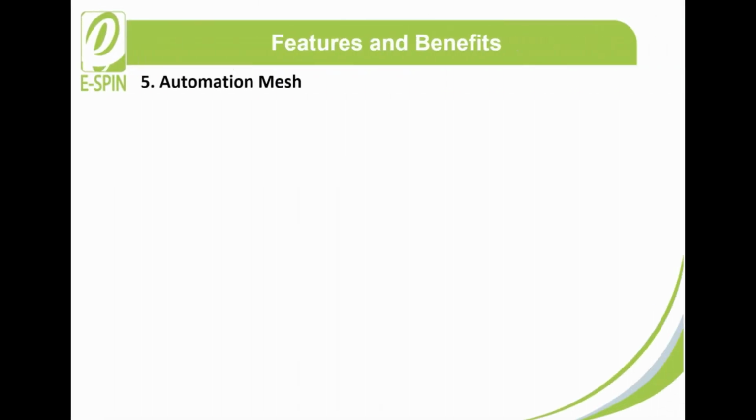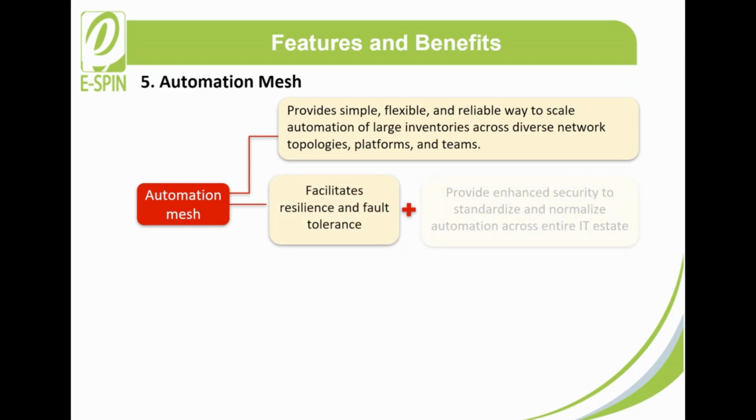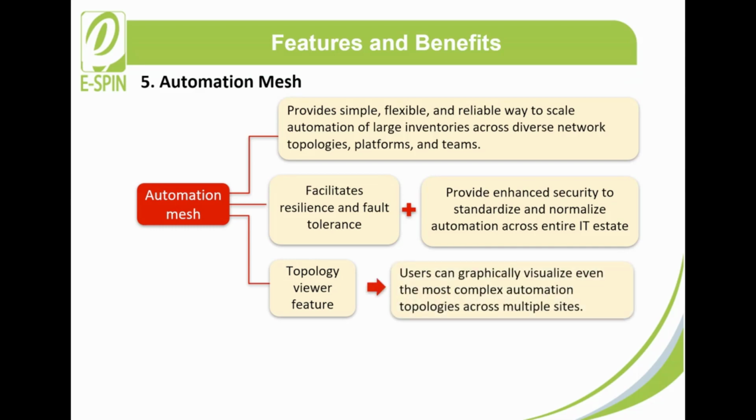5. Automation Mesh. Automation Mesh provides a simple, flexible, and reliable way to scale automation of large inventories across diverse network topologies, platforms, and teams. Automation Mesh facilitates resilience and fault tolerance, while providing enhanced security to standardize and normalize automation across your entire IT estate. The Topology Viewer feature allows users to graphically visualize even the most complex automation topologies across multiple sites, including hop, execution, hybrid, and control nodes.